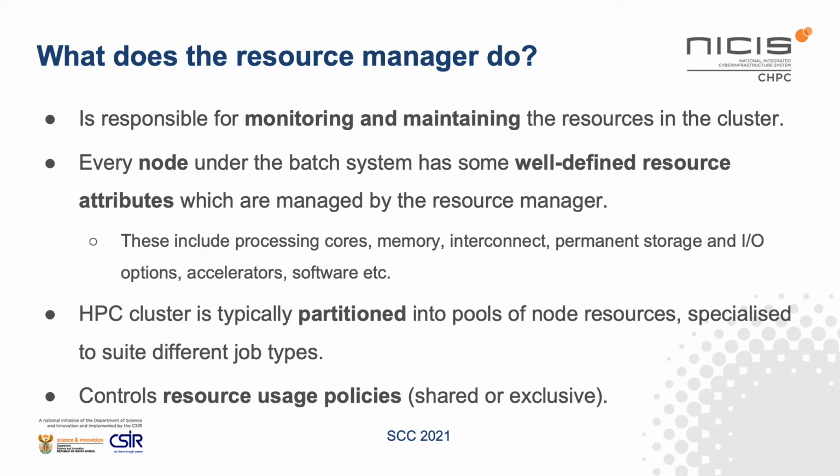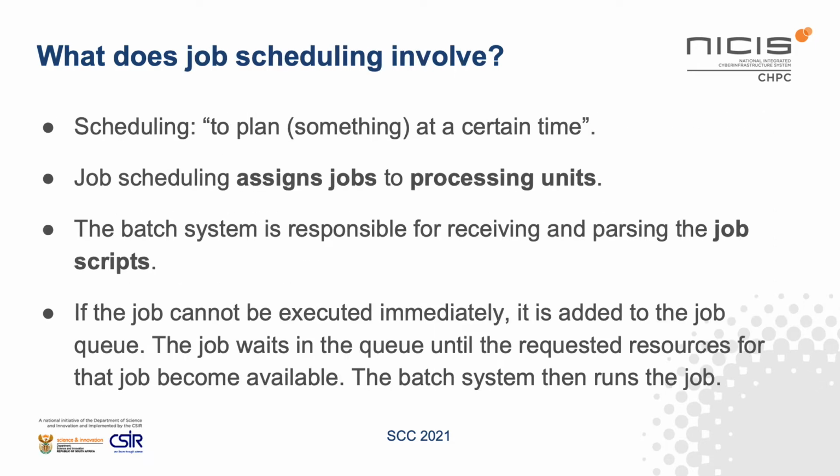We've covered resource management. Now what about job scheduling? The essence of job scheduling is scheduling, planning the execution of a job for a certain time. Also included in this plan is on which processing units the job will run. In order to plan this appropriately, the job scheduler must know what resources the job needs, the expected length of the job, and how important the job is, among other things.